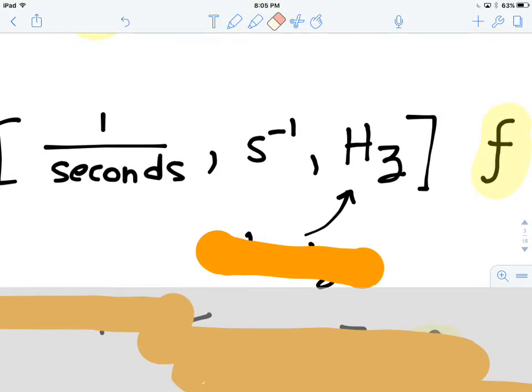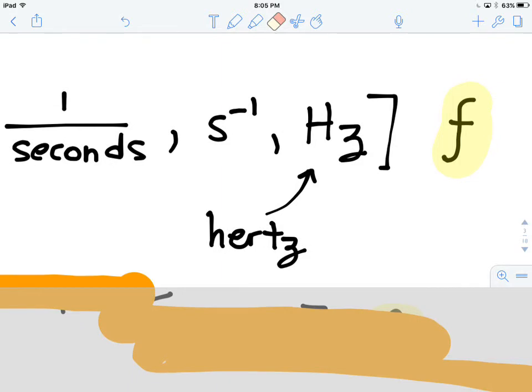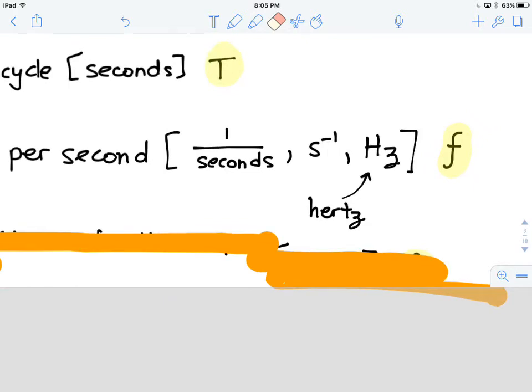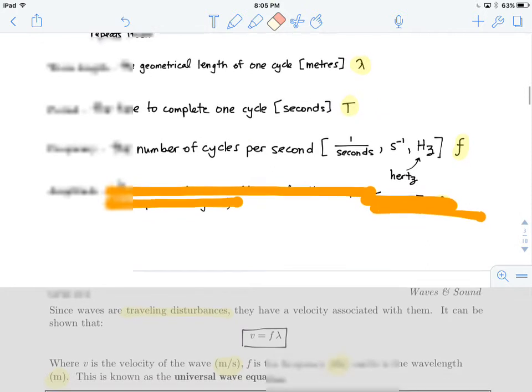But the most common unit that you're going to see is the hertz. Hertz, H-E-R-T-Z, has a capital H, small z. And this is the unit of frequency. The symbol for frequency is a curly F. And there you have it.